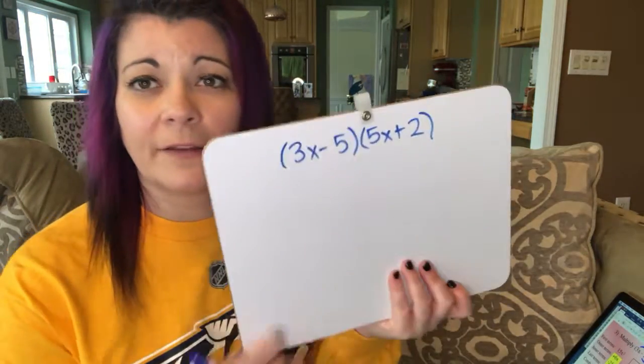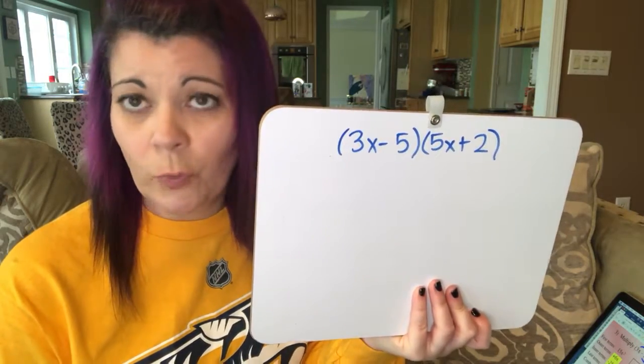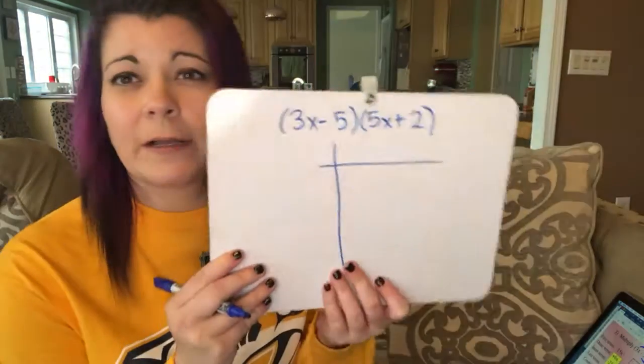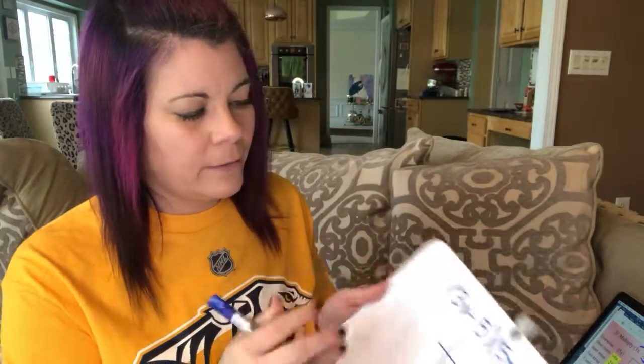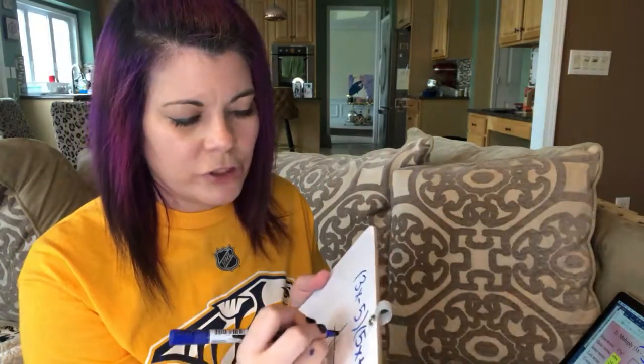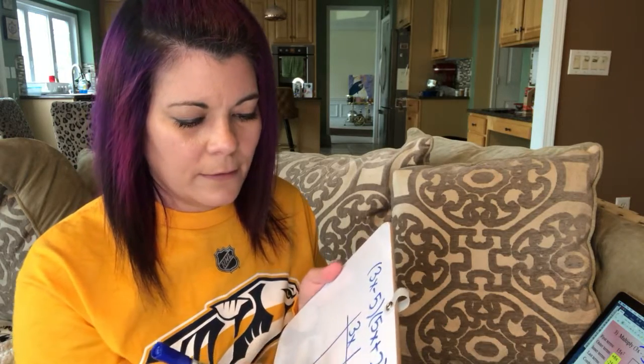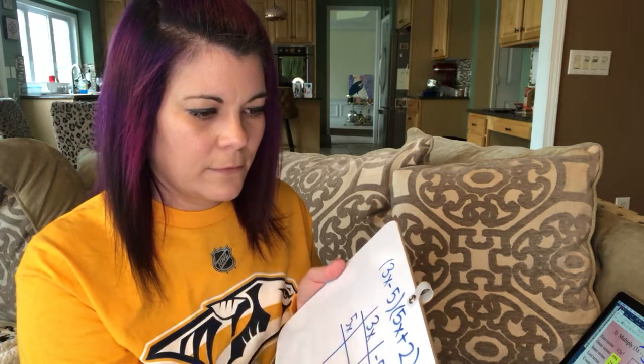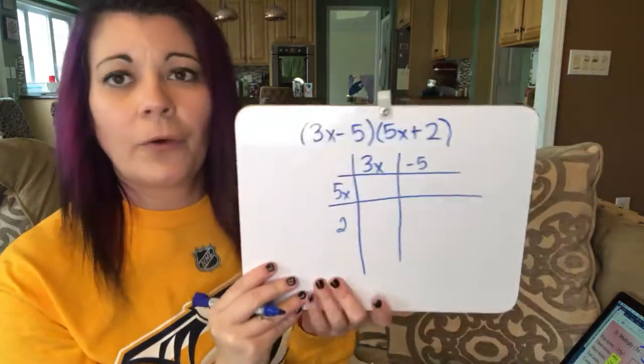So I'm going to start with doing it just with a binomial. Yes, I know FOIL is pretty easy with a binomial, but I just want to teach you the area model with a binomial. So we have 3x minus 5 and then 5x plus 2. With an area model, you're going to draw a little table, and you're going to put your terms. So 3x, negative 5, and then 5x, and positive 2. So something like that.